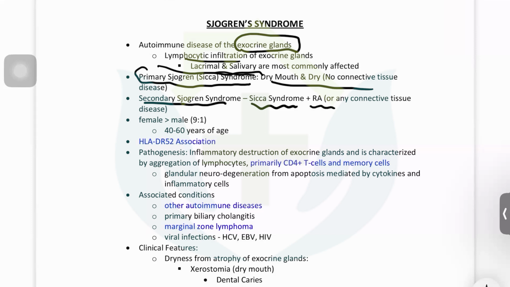Females are obviously more involved. The HLA association is DR52. The aggregation is basically lymphocytes and CD4, but no cytotoxic, that is, CD8 cells are never seen, and memory cells, because this is an antibody-based disease. The inflammatory cell gathering leads to eventual glandular degeneration from apoptosis.